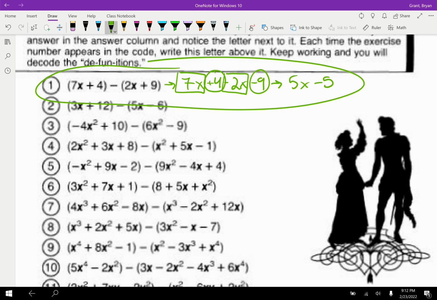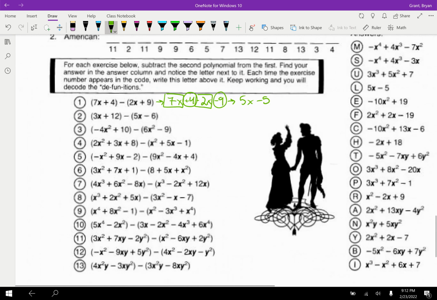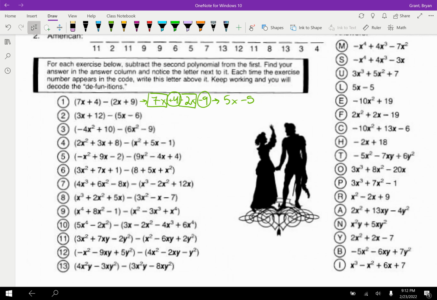So again, this needs to be done on the back or a separate piece of paper. You need to show it without parentheses and identifying like terms. Once you're done with this, please go ahead and show your teacher, and they'll let you know what you can do for the rest of class if there's any extra time.